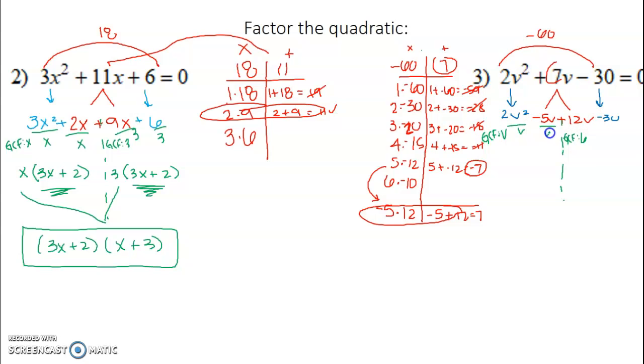So here I'm going to divide by v. 2v squared divided by v is 2v. Negative 5v divided by v is negative 5. Here I'm going to divide by 6. I'm going to write my positive 6 there. 12v divided by 6 is 2v. Negative 30 divided by 6 is negative 5. These are the same. So that's my first factor. And then I use the v plus 6 for my second factor.